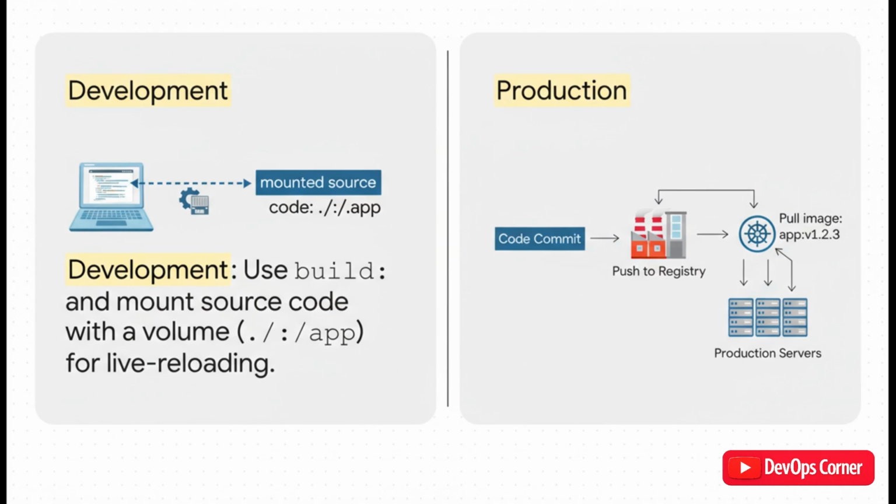Instead, your CI/CD pipeline builds a self-contained, unchangeable, or immutable image. That image, with your code baked right in, gets tagged with a version and pushed to a container registry. Your production environment then uses the image directive to pull that specific, pre-built, pre-tested image. There are no surprises. What you tested is exactly what you deploy.